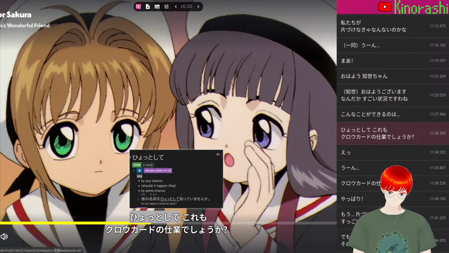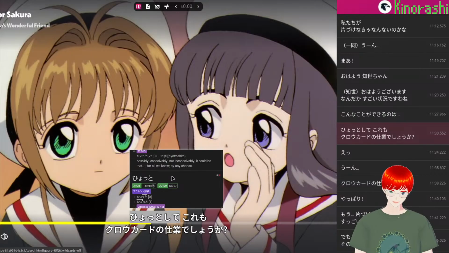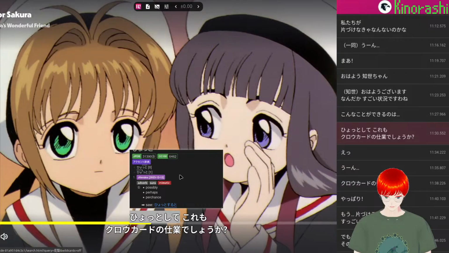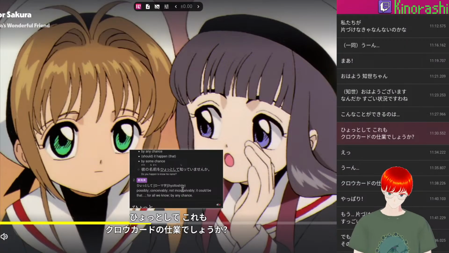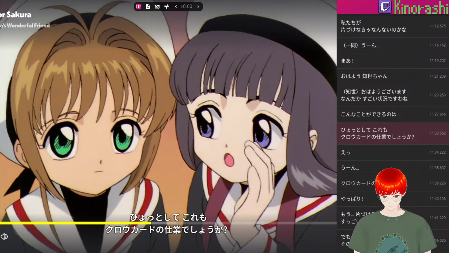Hyoto shite, hyoto. By any chance, but what does hyoto mean by itself? Because I suspect that's shite as in doing. So hyoto, possibly. Adverb, pseudoverb. Possibly doing this, kore mo. Yeah, so by any chance, or in other words, hyoto shite, possibly doing. Hyoto shite, kore mo, kurou kaado no shigoto deshou ka? By any chance, could this be the work of a Clow Card?